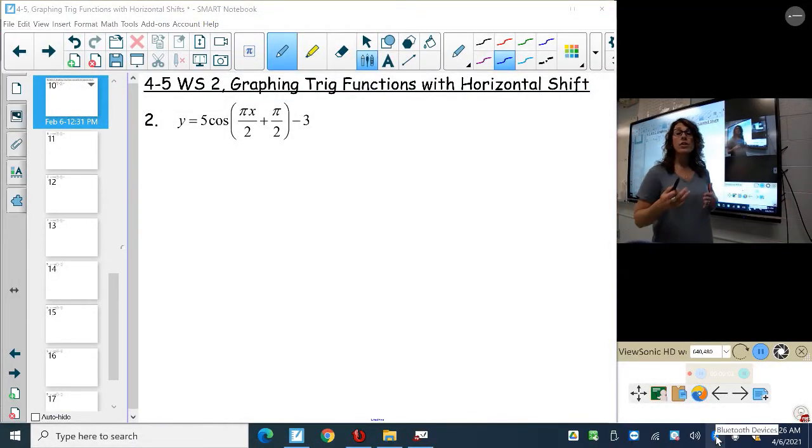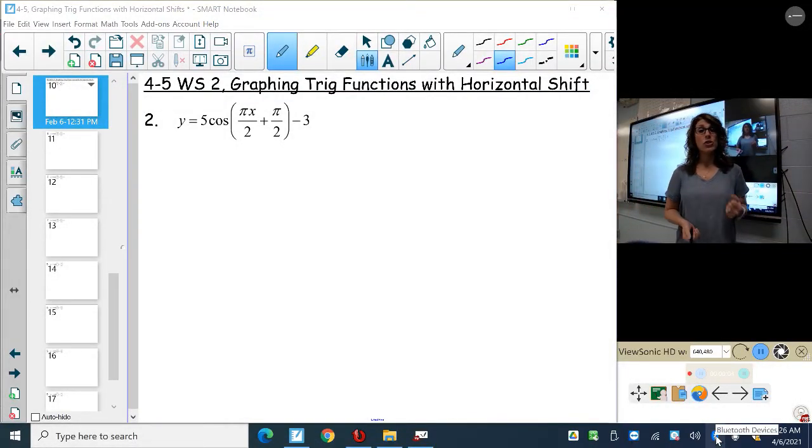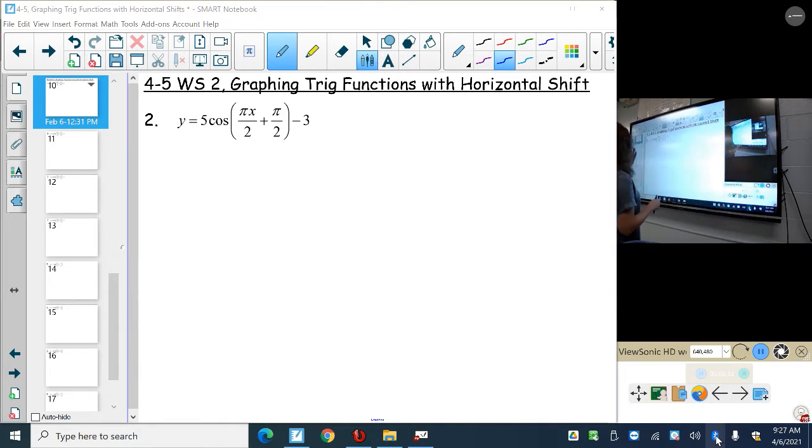Okay, today we're going to go ahead and start your homework, which is 4-5 worksheet 2, and it's over the horizontal shifting as well as the vertical and the period change and intervals. So here we go. Number 2, sorry. Y equals 5 cosine of pi over 2 times x plus pi over 2, minus 3.